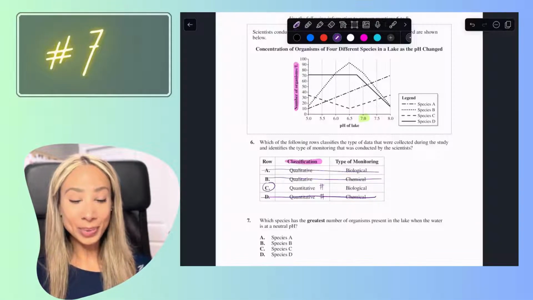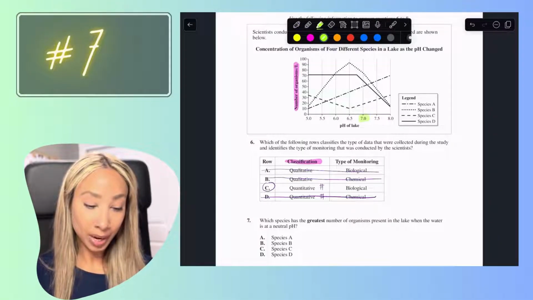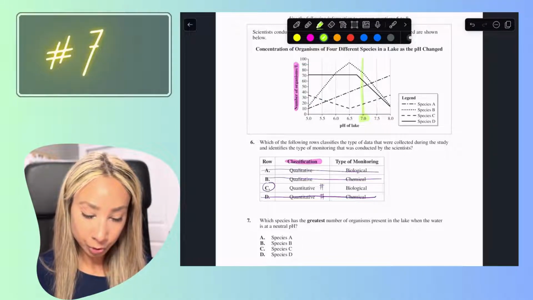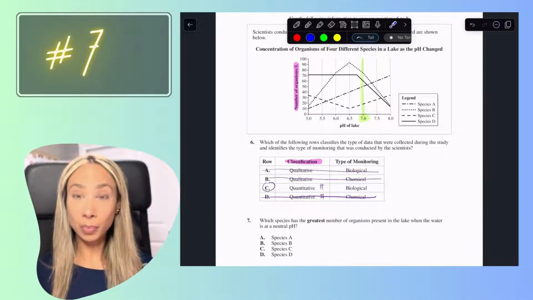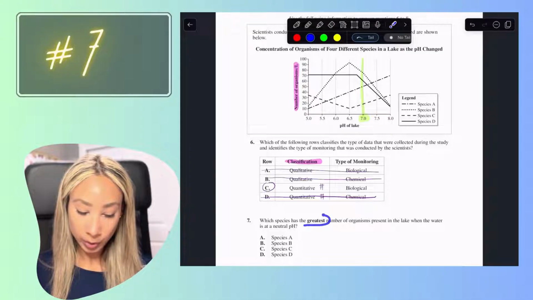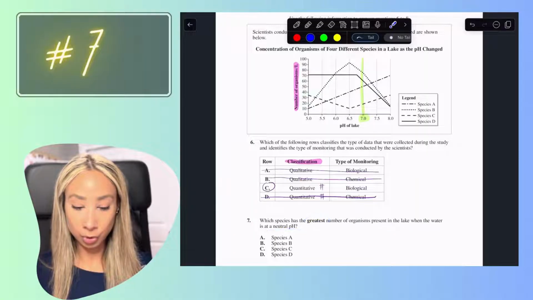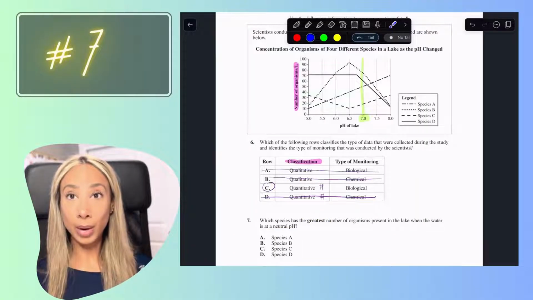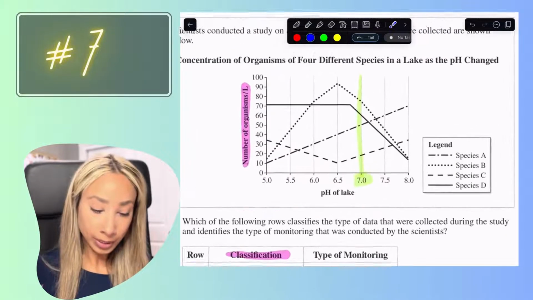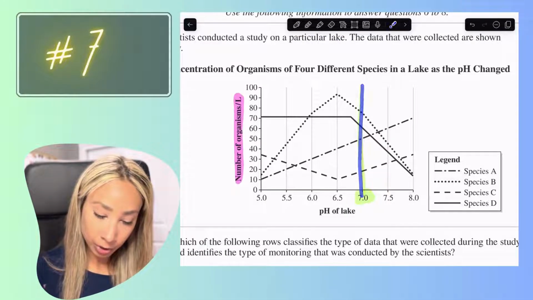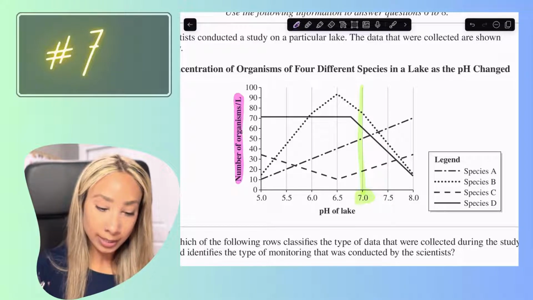Okay, number 7. So this goes back into play of what I was talking about in keeping track of that neutral pH. So here is our neutral pH. And for number 7, what we need to do is decide which species has the greatest number of organisms present when the water is neutral. So neutral again is going to be around 7. And so now what we need to do is read our graph and say, well, okay, here is our neutral pH. Well, which organism has the highest?